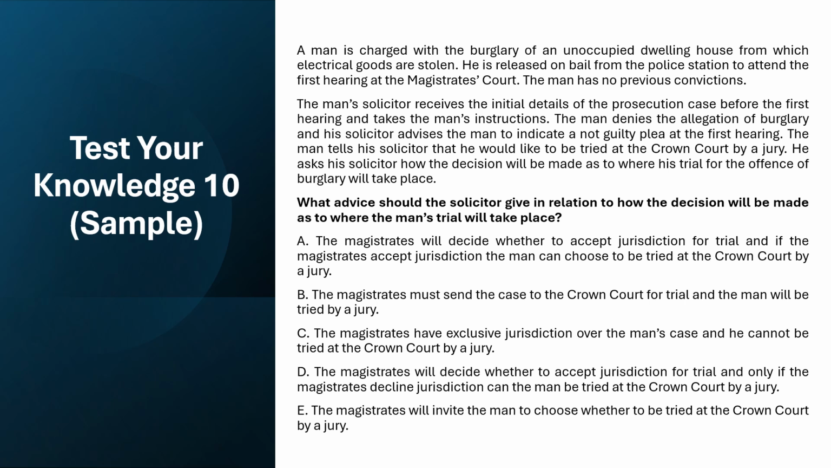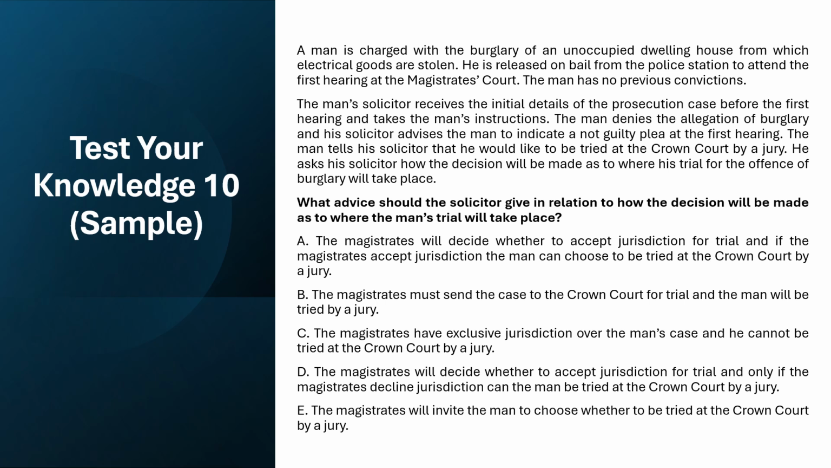The man's solicitor receives the initial details of the prosecution case, also known as IDPC, before the first hearing and takes the man's instructions. The man denies this allegation of burglary, and his solicitor advises the man to indicate a not guilty plea at the first hearing. The man tells the solicitor that he would like to be tried at the Crown Court by a jury. He asks his solicitor how the decision will be made as to where his trial for the offence of burglary will take place.